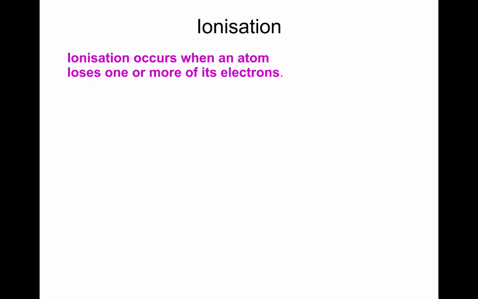So ionisation. Ionisation occurs when an atom loses one or more of its electrons. And when you lose an electron, obviously you would then have an excess of protons in the nucleus, so the atom would then become a positive ion.